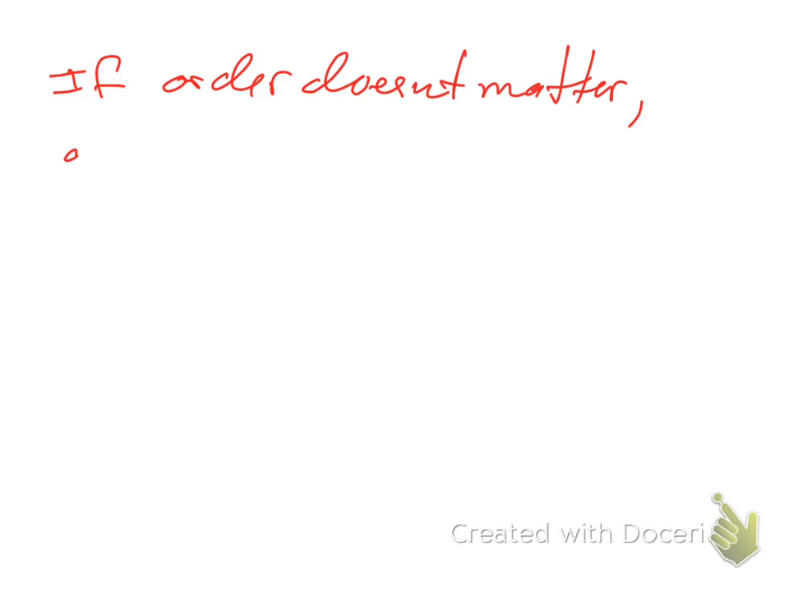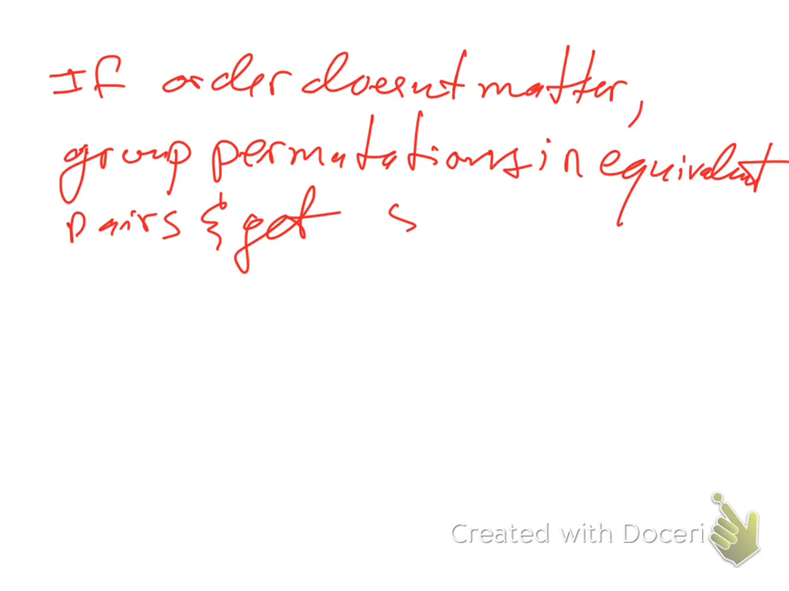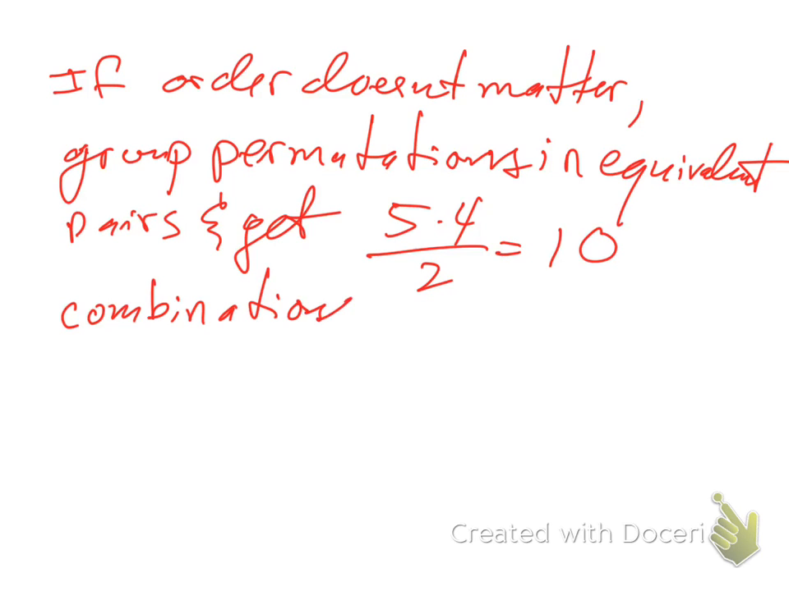So what happens is, if order doesn't matter, we can group the permutations in equivalent pairs. And then we get 5 times 4 over 2 equals 10, what are called combinations, instead of permutations. What happens in general?